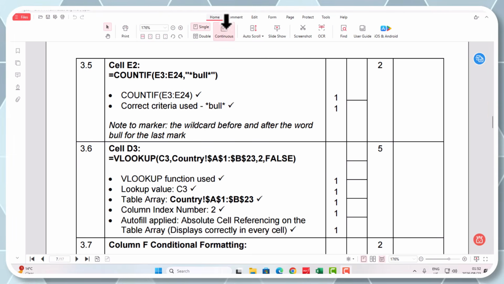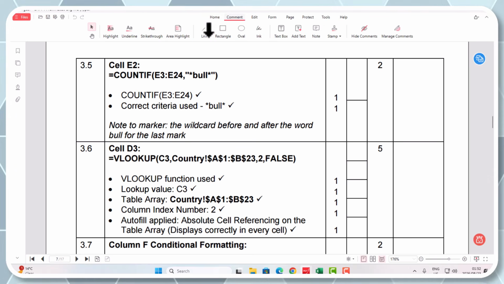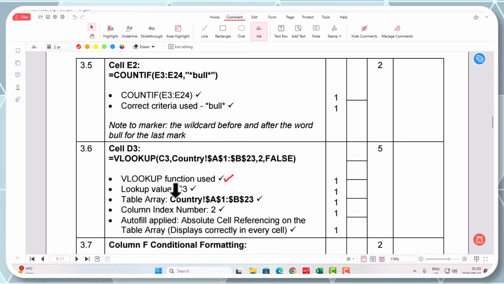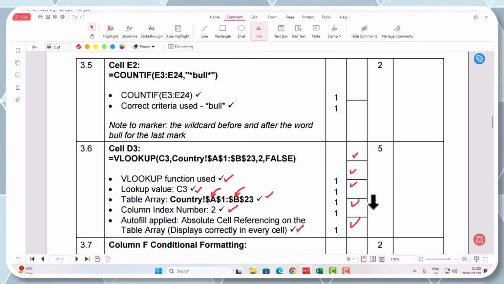You know, let me just go to comment here, and let's go to the link, or ink at least. We used VLOOKUP. We saw that the cell was C3, what we were looking for. The array was that, but can you see where the absolute referencing came in there? The dollar signs are there. Then we set column index 2, and then we used autofill, which dropped that down. So it's 1, 2, 3, 4, and 5 marks there for that specific question. So that was nice.